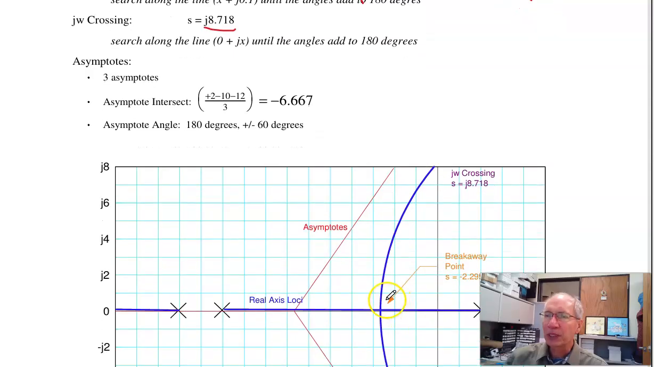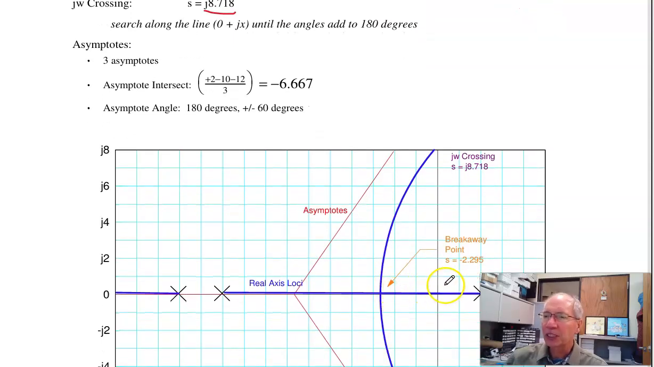The breakaway point, a couple ways to do that. What I like doing is do a search. Search at x plus j.1, search until the angles add up to 180 degrees. When they do, that's basically the breakaway point.